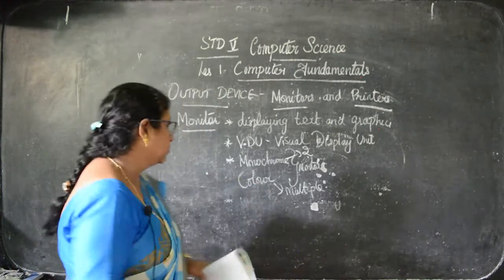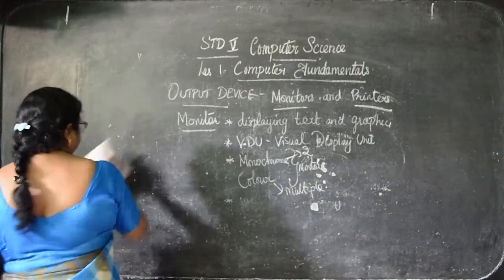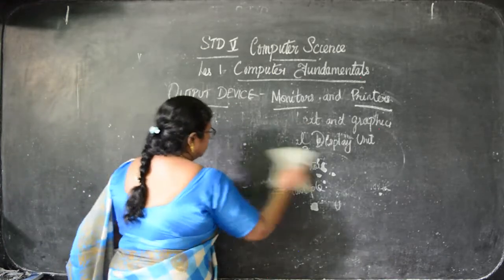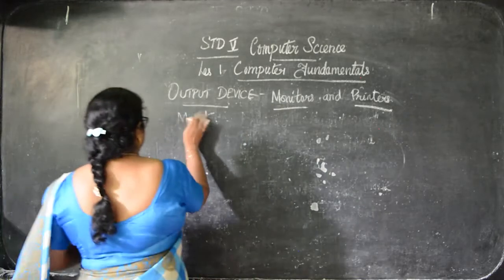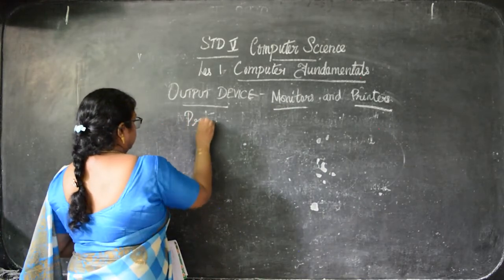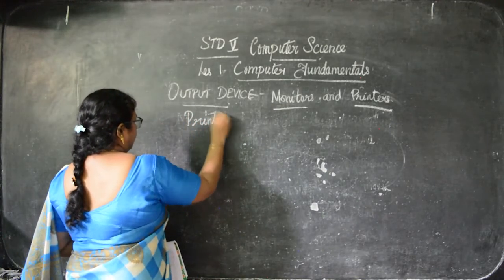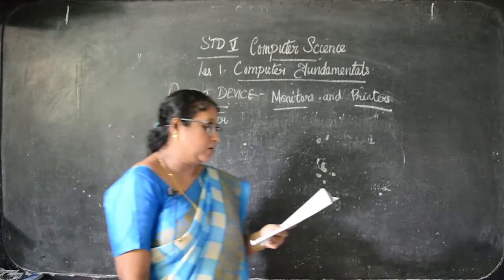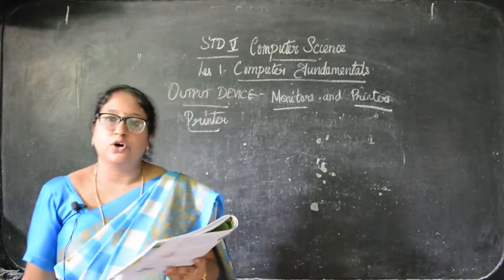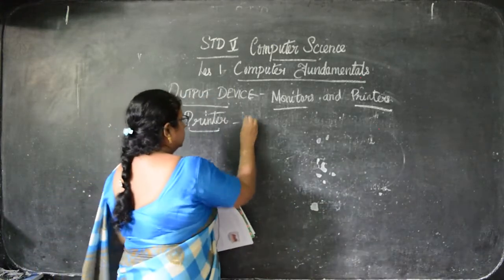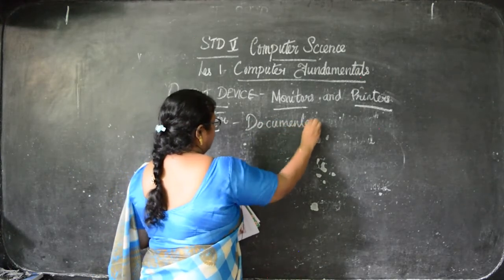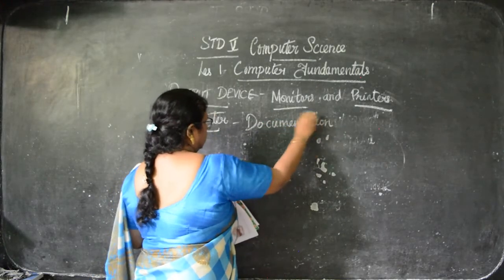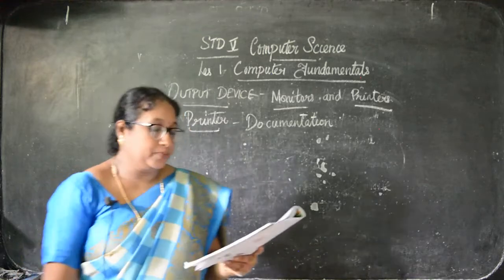Then printers. Next we'll go to the printers. So we have finished with the monitor. Now we are going to go to the printers. Okay, children. Printer is also an output device used for documentation. For what is it used? It is used for documentation.